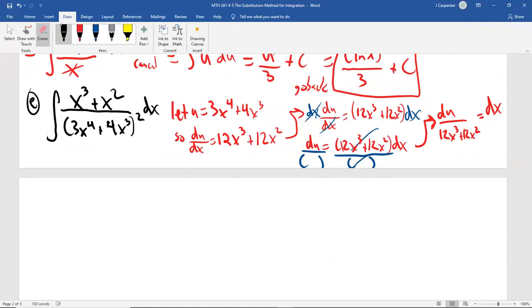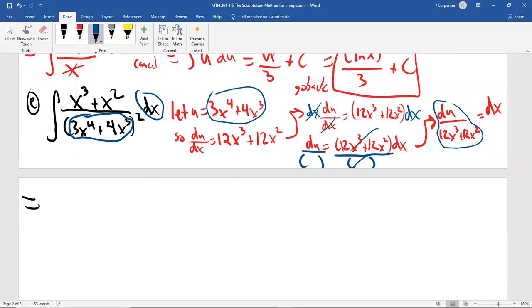So our original integral, what are we replacing? This inside of the parentheses becomes a u. This dx becomes this du over 12x cubed, blah, blah, blah. Those are the replacements we're going to see.